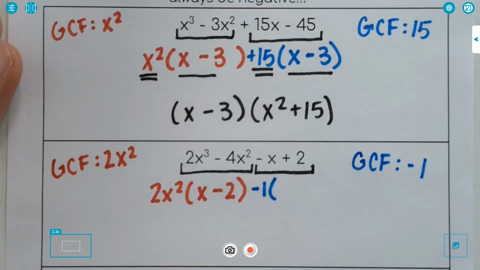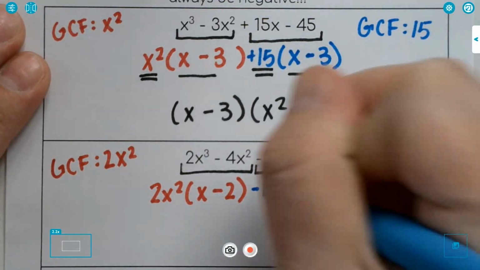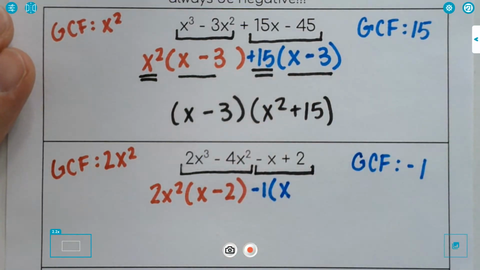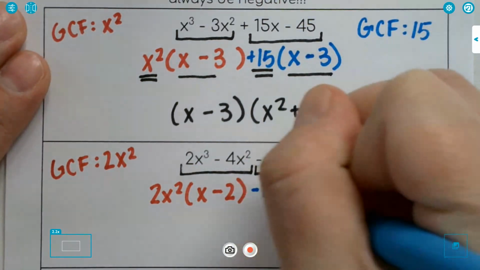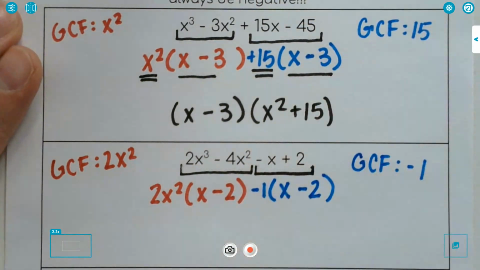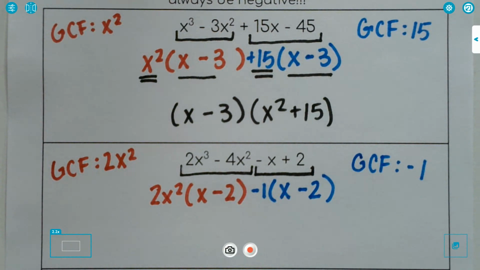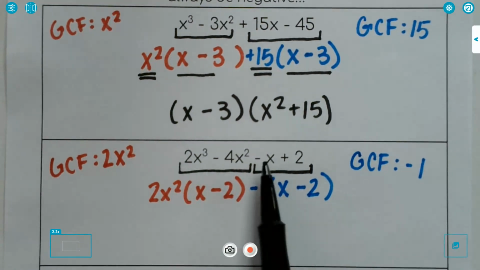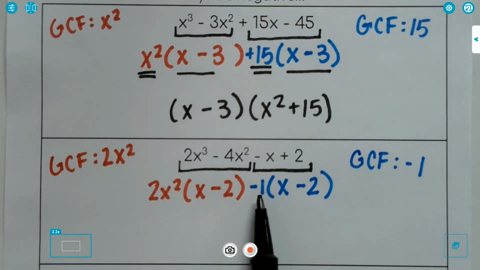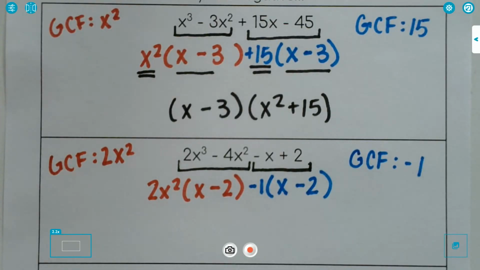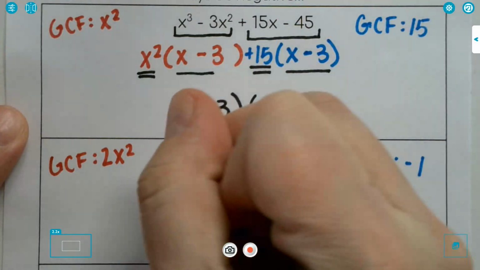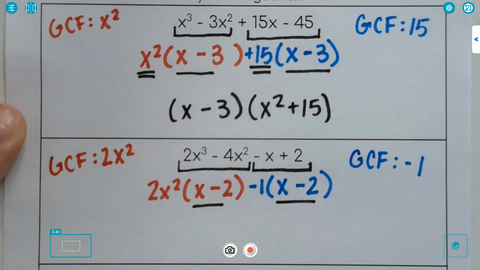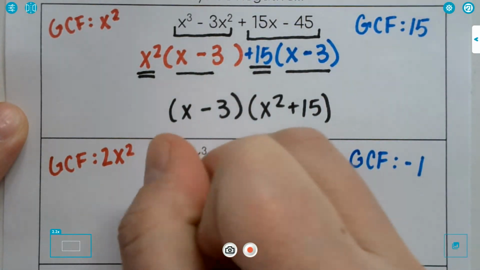So negative x divided by negative 1 is positive x. And then 2 divided by negative 1 is negative 2. So anytime your third term is negative, that number there is going to be negative. And then your GCFs should match, or what remains should match. Your parentheses, that should match. So I've got x minus 2. Those guys match. That makes my first binomial.